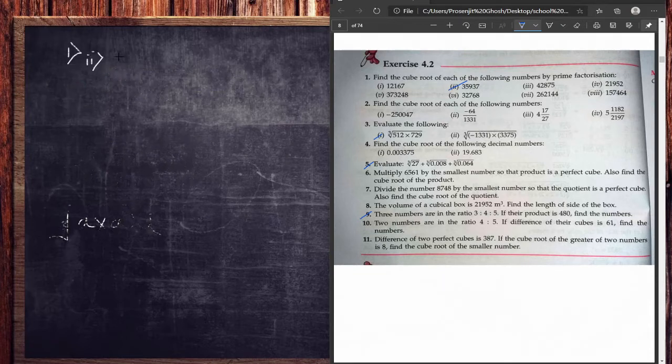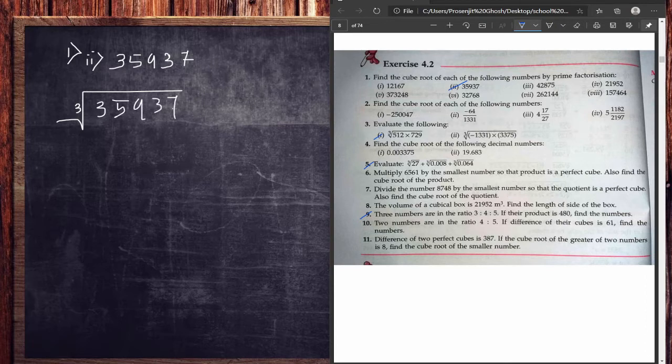Let me do one for you. We have 3, 5, 9, 3, 7. What we have to do is find the perfect cube root of this. Alright. For that, what should we do first? Write it in the perfect cube root form. That is the cube root of 3, 5, 9, 3, 7. So for this evaluation, we have to perform the LCM method first.